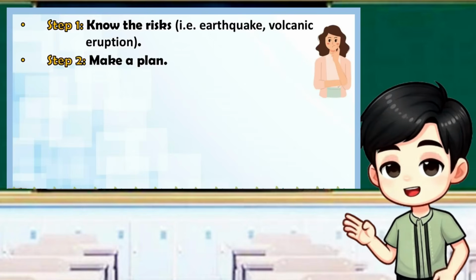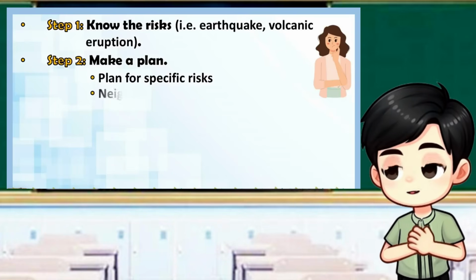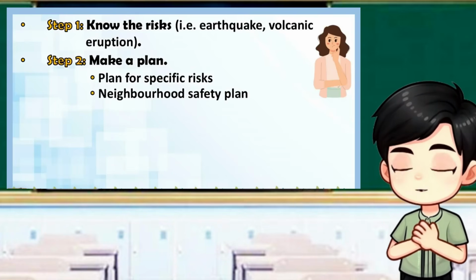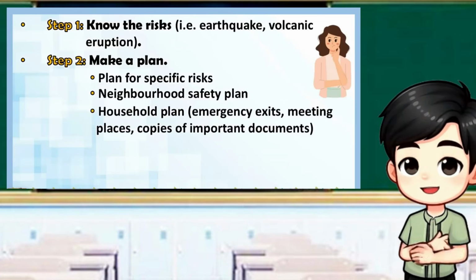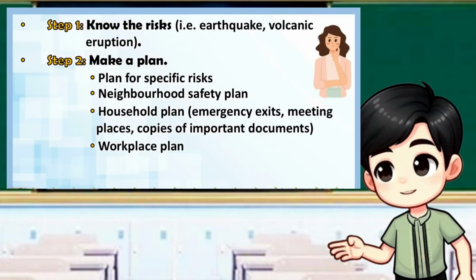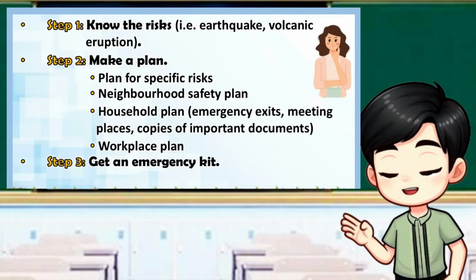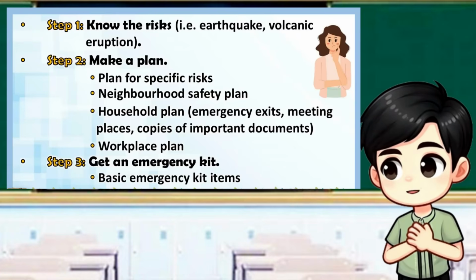Step 2. Make a plan. Plan for a specific risk. Neighborhood safety plan. Household plan like emergency exits, meeting places, copies of important documents. And workplace plan. Step 3. Get an emergency kit, like basic emergency kit items.